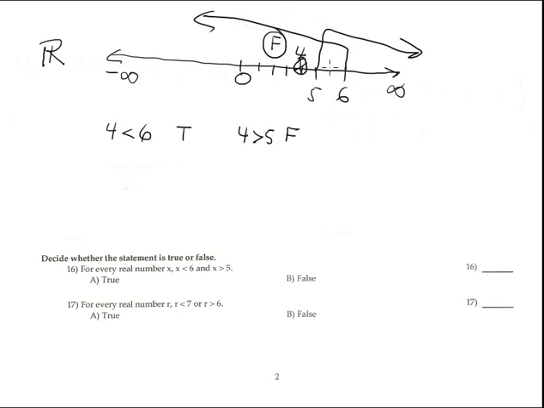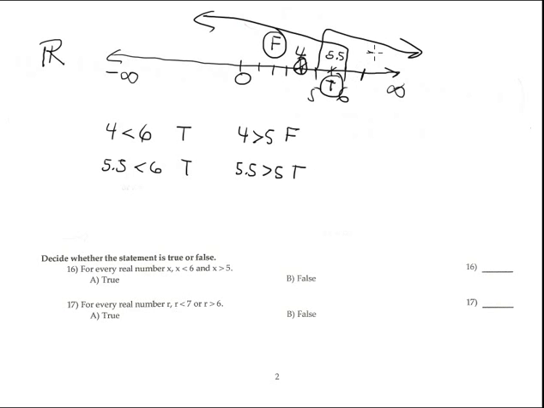But well, let me try to finish the analysis. For example, between 5 and 6, 5.5 is a testing point. 5.5 is less than 6. It's true. And 5.5 is greater than 5. It's true. Okay, this is true here. But in this part it is false.